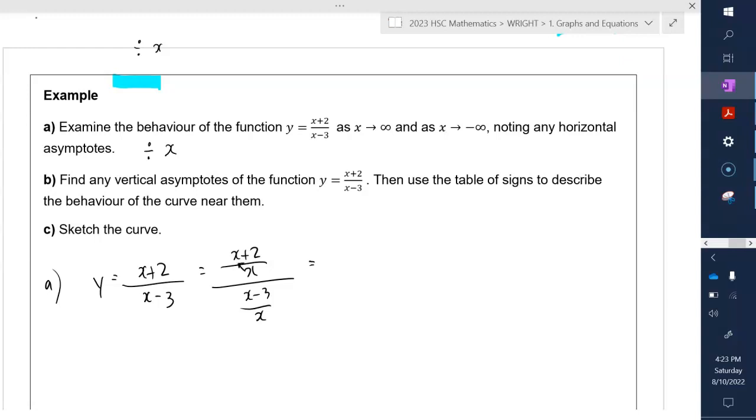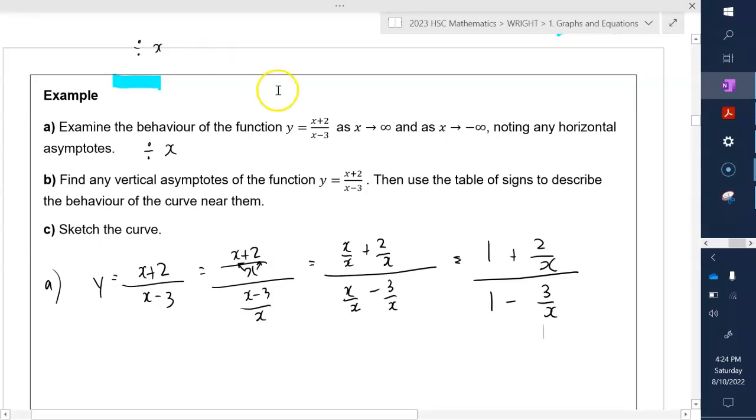And I'm going to split my top line up into x over x plus 2 over x. And now my bottom line is split up the same, becoming x over x minus 3 over x. And go one step further, and what that will become is 1 plus 2 over x on my top line, and on my bottom line I get 1 minus 3 over x. So we've just basically manipulated our function to look like this, and what we can do is have a look at what's happening as x goes to infinity and x goes to minus infinity, and see if we can find out what our asymptote might be, or if there is one.